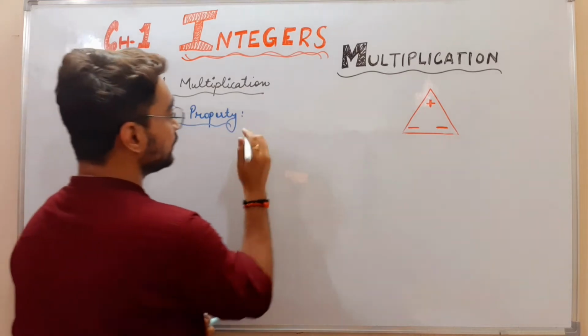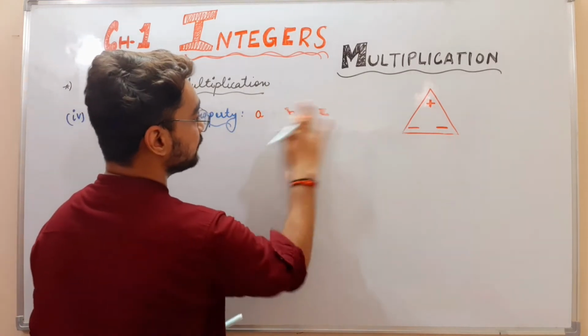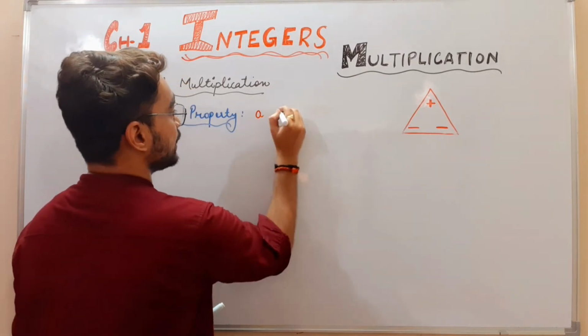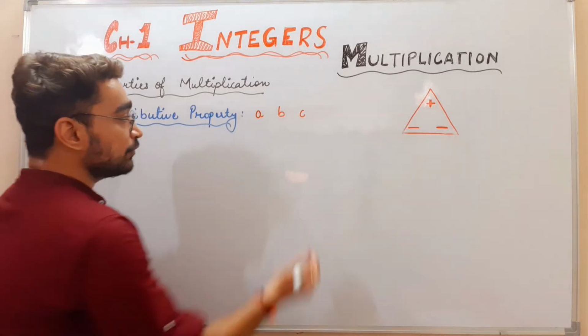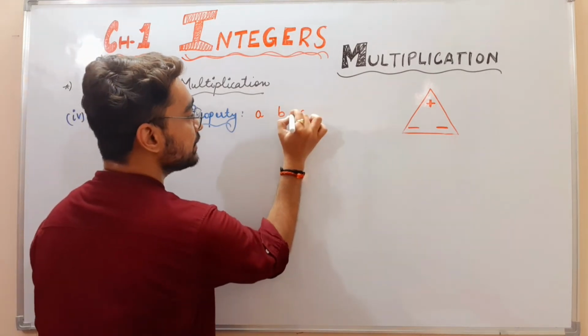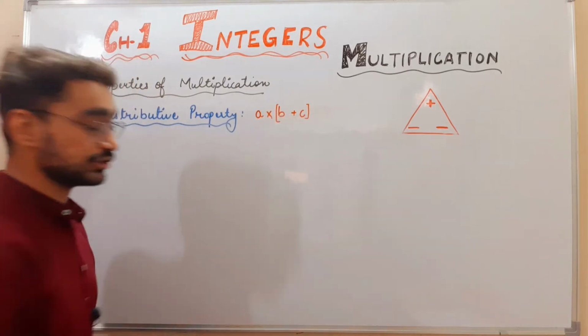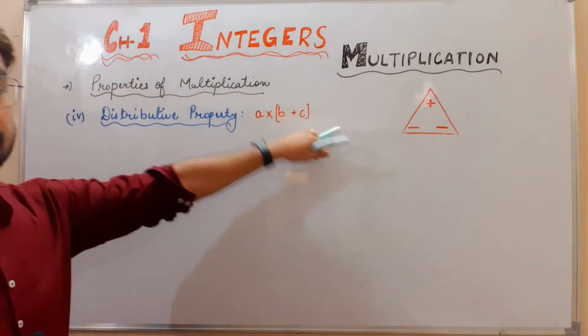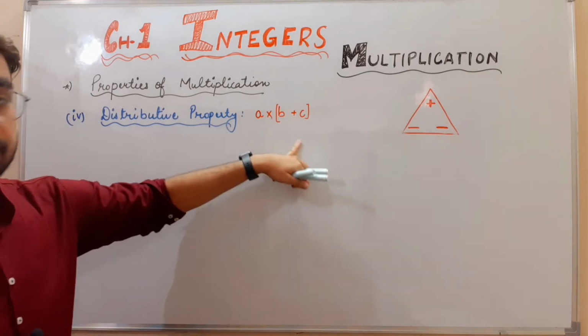If you have three numbers A, B and C, let me write it nearby. A, B and C. In these three numbers, B and C are in addition and A is in multiplication. Means A into B plus C. B plus C should be in a bracket, okay? A into B plus C.